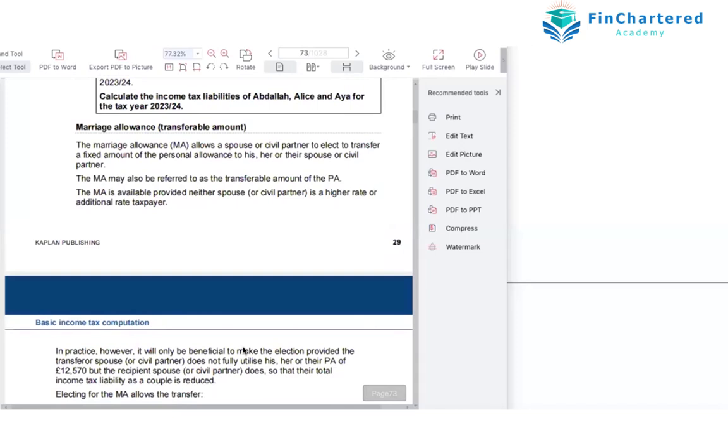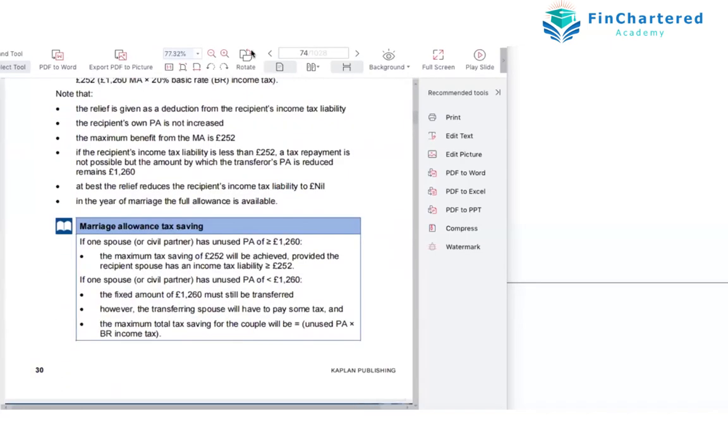Nobody has any problems. In Abdullah's example, we saw marriage allowance also.